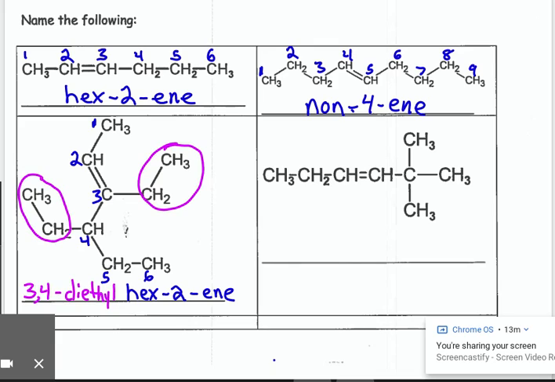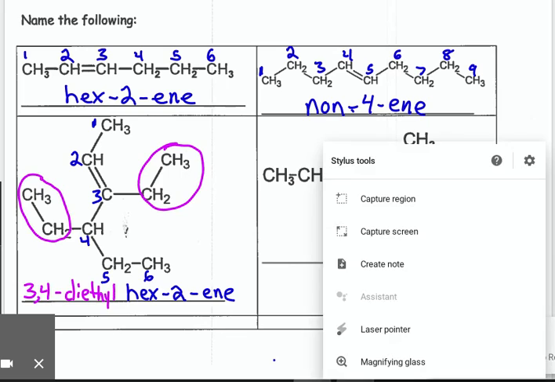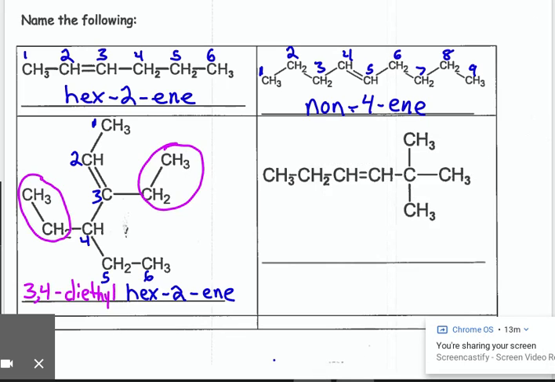All right, so let's look at our next example. In our next example, we have 1, 2, 3, 4, 5, and then it doesn't really matter which way we go. It's going to be a 6. So this is going to be a hex again.